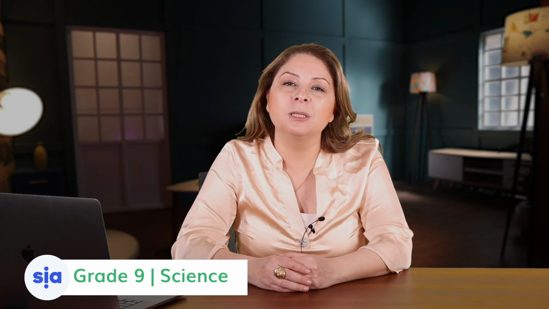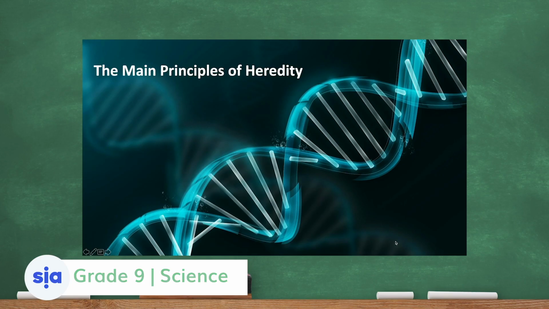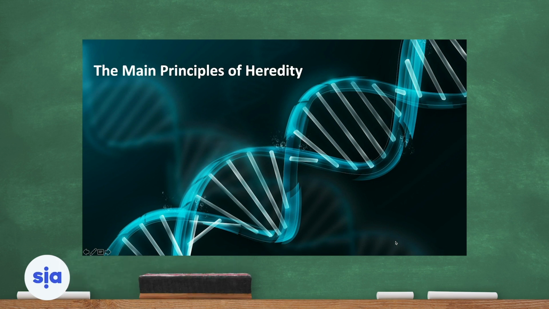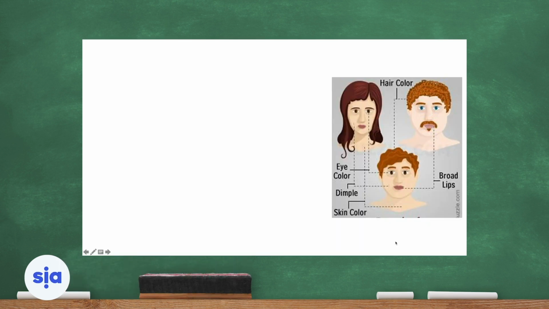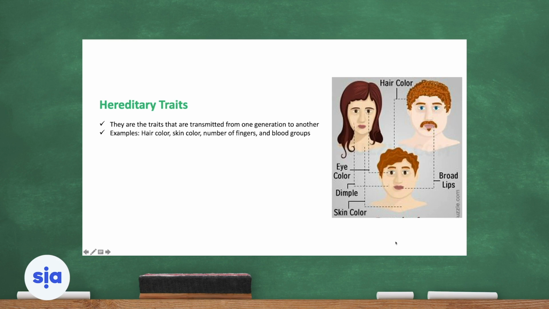Today we are going to discuss the main principles of heredity. What are hereditary traits? They are the traits that are transmitted from one generation to another. Examples: hair color, skin color, number of fingers, and blood groups.